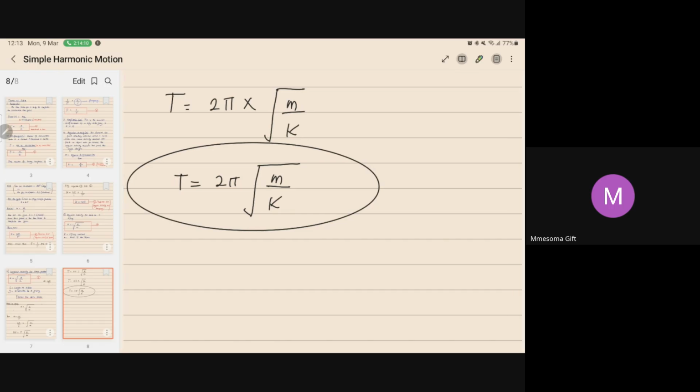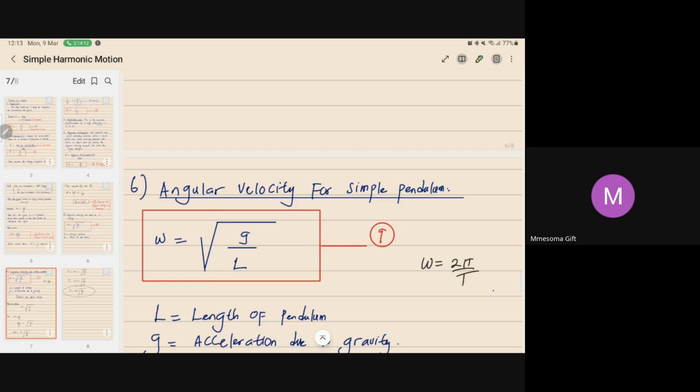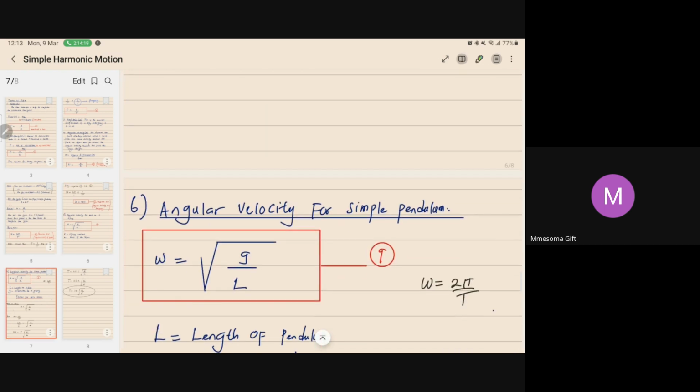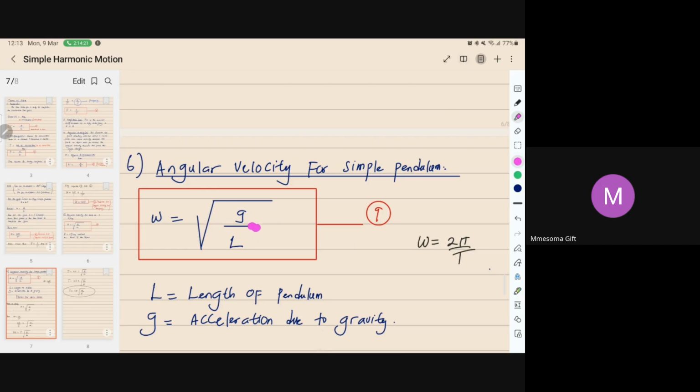Now, I said, go ahead and estimate from this information you know about the angular velocity for a simple pendulum. I want you to find the equation that will give us the time required to complete one cycle for simple pendulum. And that is the period for simple pendulum. Remember that W is 2 pi over T. Then make T the subject of the formula so you can have an equation connecting your period for your simple pendulum. Does that make sense now?